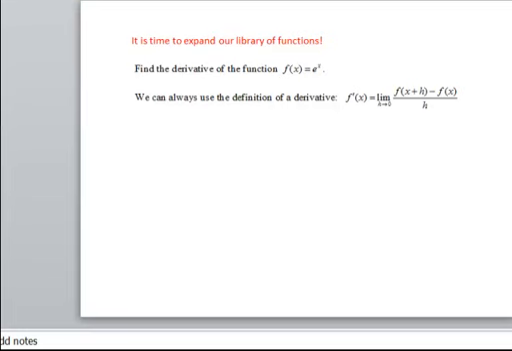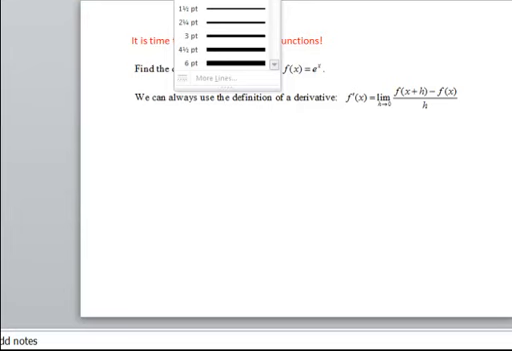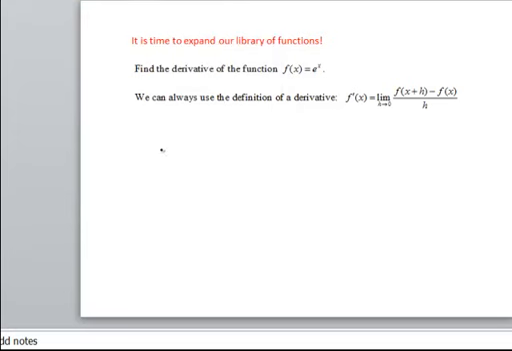Okay, so using our definition of the derivative, I'm going to take the derivative of the function e to the x. So I'm going to take the limit, so f prime of x is going to be equal to the limit as h approaches 0 of f of x plus h, so this is going to be e to the x plus h, minus f of x, so minus e to the x, all over h.